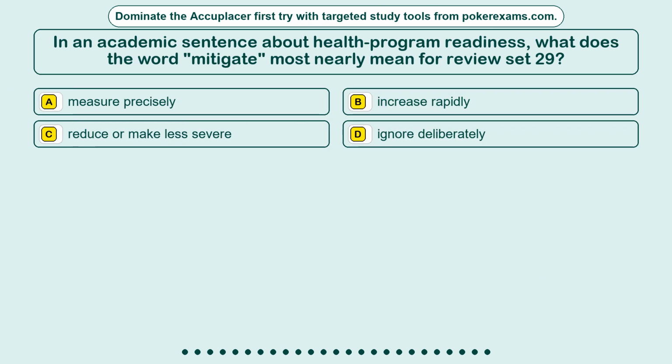Question 15. In an academic sentence about health program readiness, what does the word mitigate most nearly mean for review set 29? Option A, measure precisely. Option B, increase rapidly. Option C, reduce or make less severe. Option D, ignore deliberately.